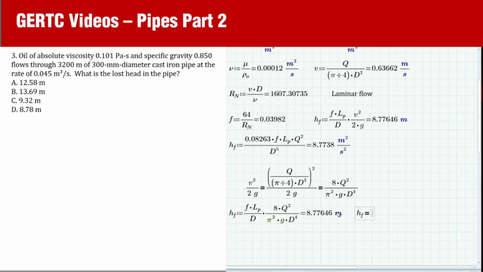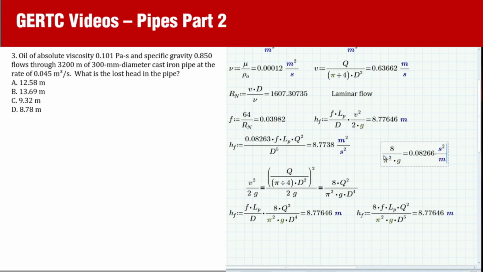8 times F times length of pipe times Q squared divided by pi squared times G times diameter raised to the 5th power. Pwedeng ganon. Ang kainaman ng formulang ito, kahit anong unit, pwede. Kasi yung 0.0826 na nakuha, ito yung value ng 8 divided by pi squared times G.